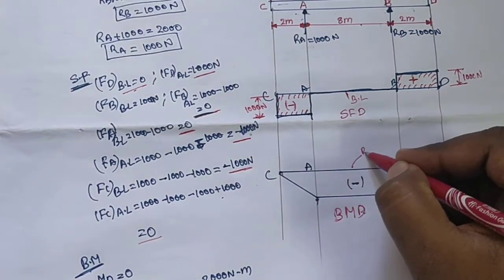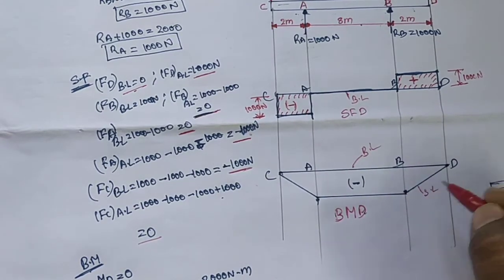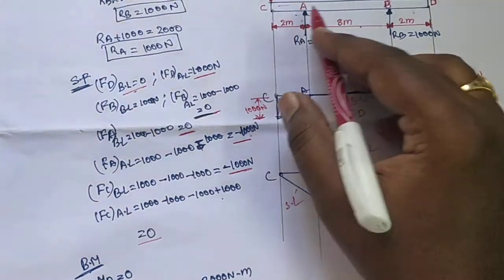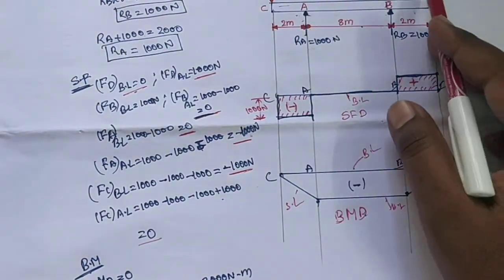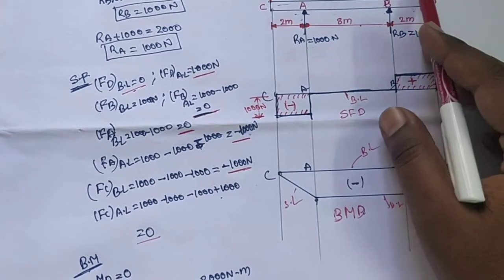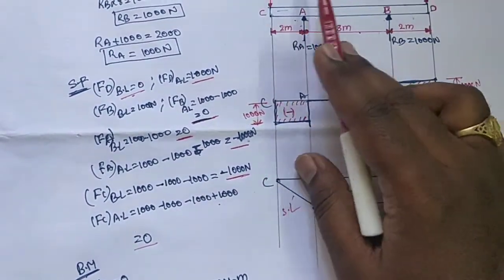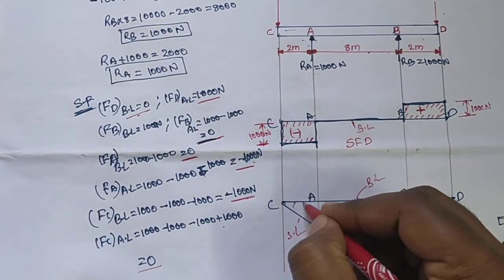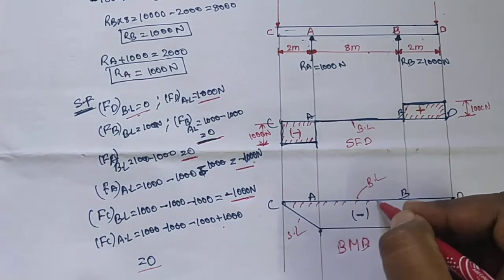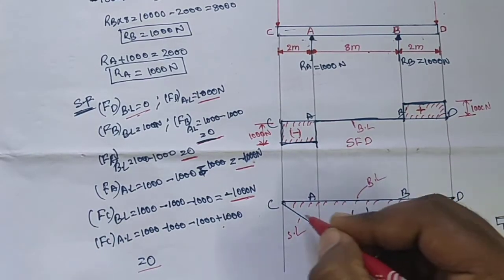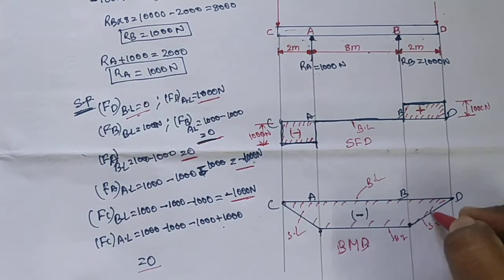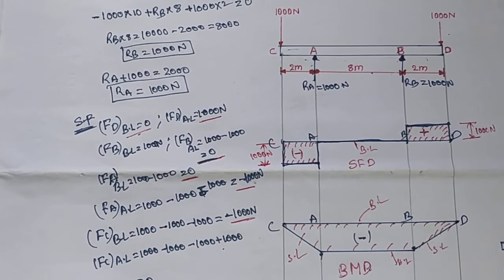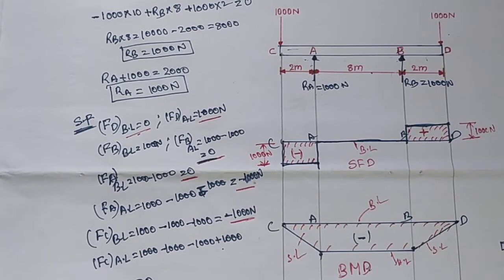This one is the baseline, and this one is a straight line, and this one is a straight line, and this one is a horizontal line, because from A to B there is no load. From B to D there is one point load, and from C to A there is one point load. This is the shear force and bending moment diagram for overhang beams subjected to point loads.